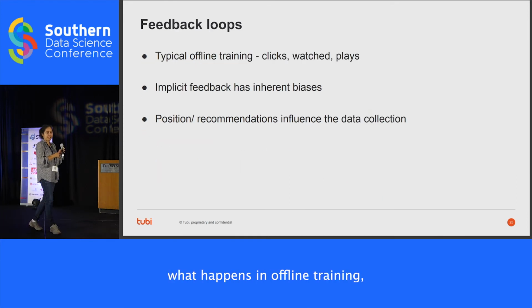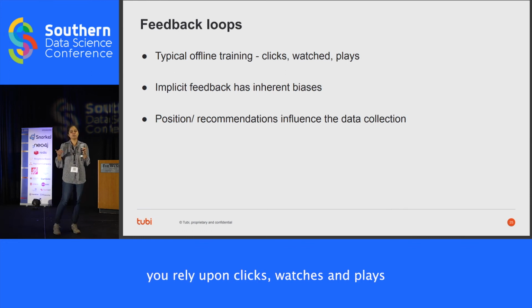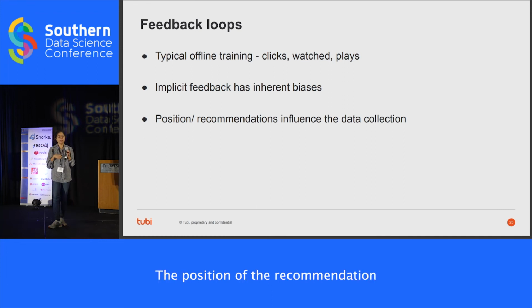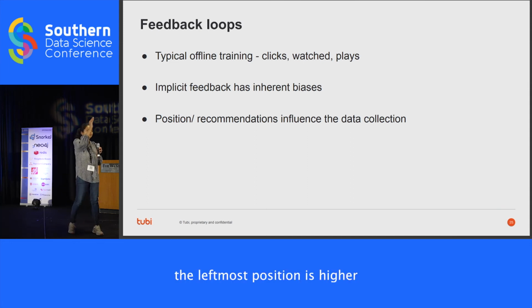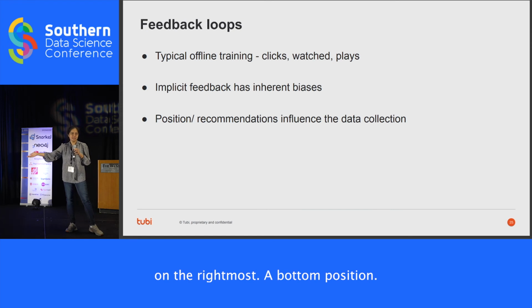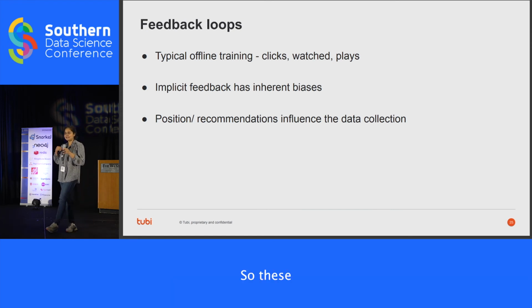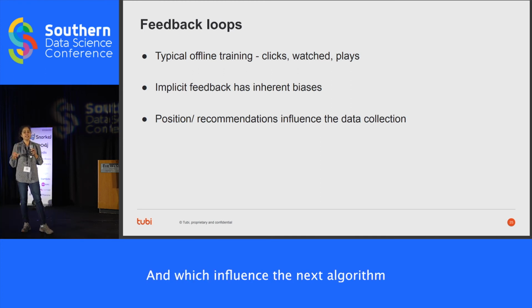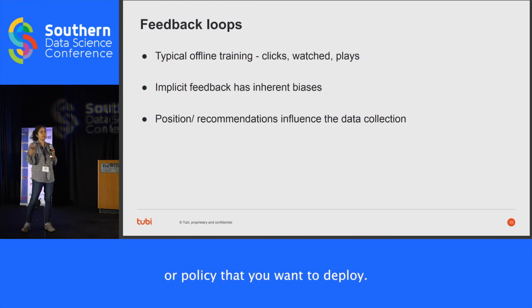So typically what happens in offline training, you rely upon clicks, watches, and plays, and implicit feedback has inherent biases. The position of the recommendation also influences the data collection. Many a time, I think everybody knows that the CTR of a title on the leftmost position is higher than the CTR of the title on the rightmost bottom position. So these positions influence the data collection as well, and which influences the next algorithm or policy that you want to deploy.